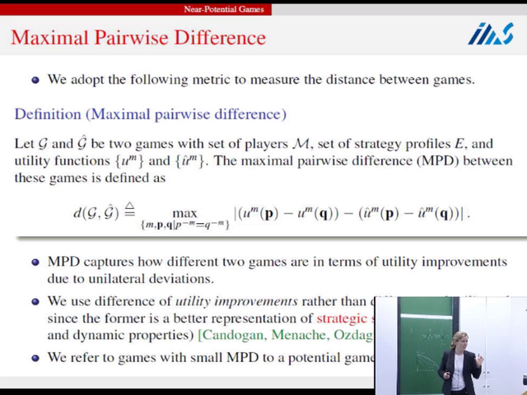Okay, this is a little weird notion when you first see it, because in general, when we think about defining a distance notion between games, one can say, well, why not define the maximum difference of the utilities as the distance? We choose to work with the utility changes or improvements rather than difference of utility values, since the former is a better representation of strategic similarities. And what do I mean by that?